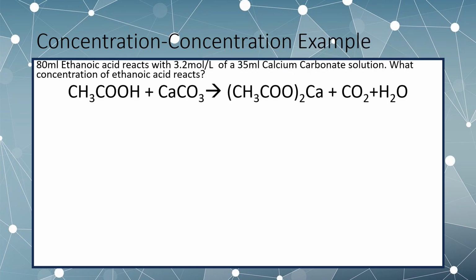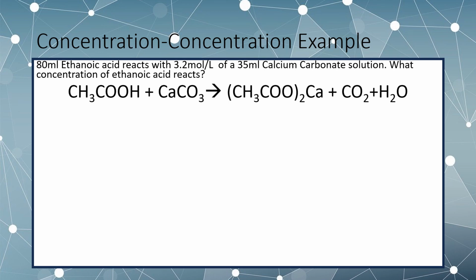Okay, last example now. This one's a concentration to concentration example. So we have 80 mL of ethanoic acid reacting with 3.2 moles per litre of a 35 mL calcium carbonate solution. What concentration of ethanoic acid reacts?